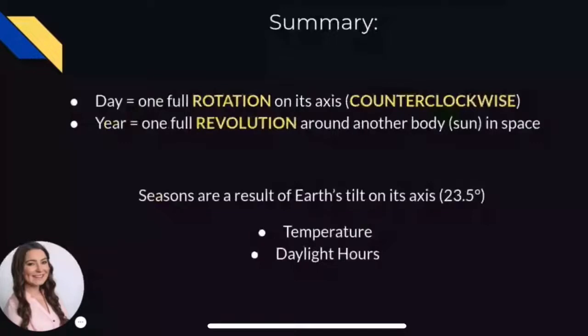The seasons are caused by Earth's tilt on its axis. Earth is tilted 23.5 degrees on its axis, and the direction of the tilt remains the same throughout Earth's orbit. The tilt causes temperature changes as well as changes in number of daylight hours throughout the year.